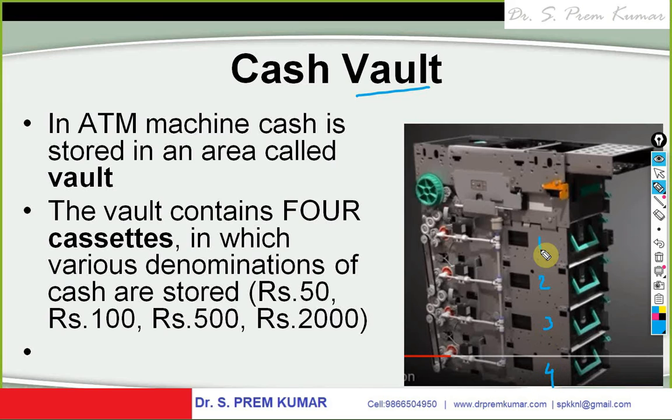Each compartment contains cash of various denominations. Let me say 50 rupee notes, 100 rupee notes, 500 rupee notes and 2000 rupee notes. Each denomination of notes is placed in these cassettes. Observe carefully, here you have rubber wheels. There are some plastic wheels.